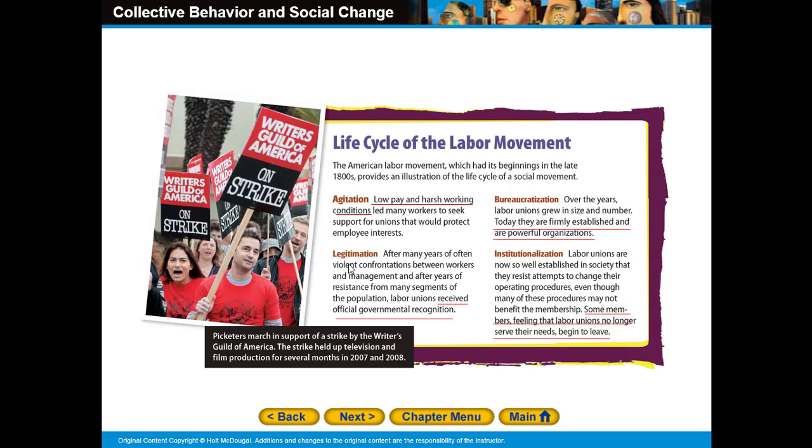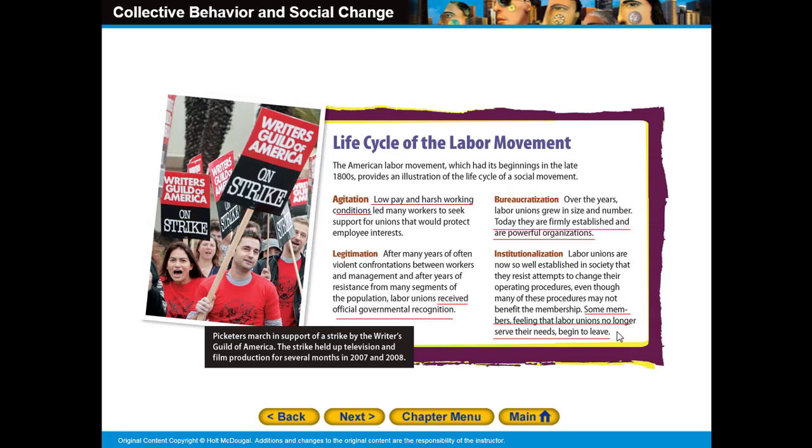They will go to the next stage, legitimation. They simply received official governmental recognition for this labor movement. So now the labor movement has gained its own acceptance within the society. They will go to the third stage, bureaucratization. They are firmly established and they are powerful organizations nowadays. The fourth stage, institutionalization. Some members feel that the labor unions simply no longer serve their needs and they begin to leave. The membership will start to decrease.